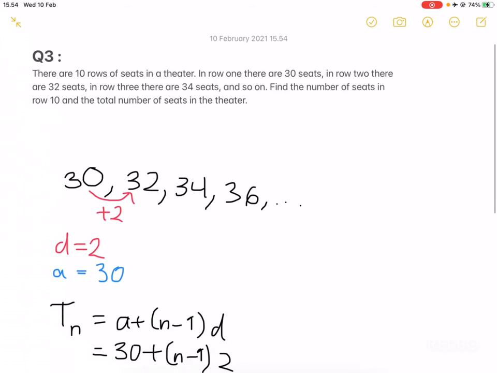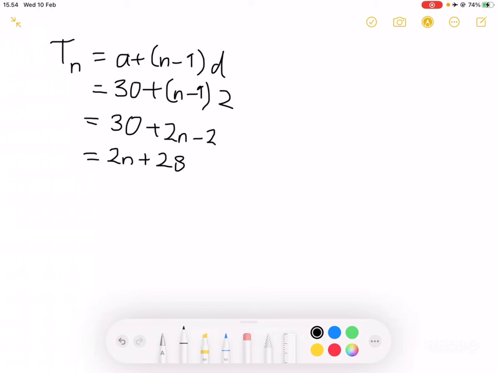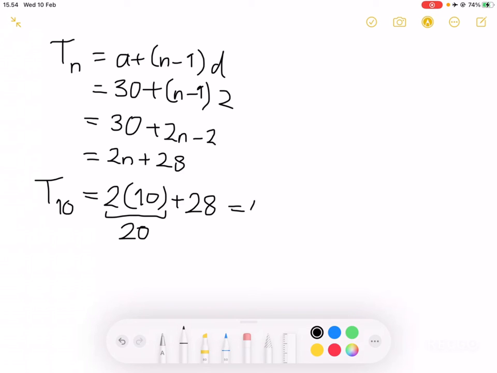We need to find the number of seats in row 10. So we can just substitute that n equals 10. So if t of 10 is equal to 2 times 10 plus 28, this thing will become 20. The whole thing becomes 48. There are 48 seats in row 10.